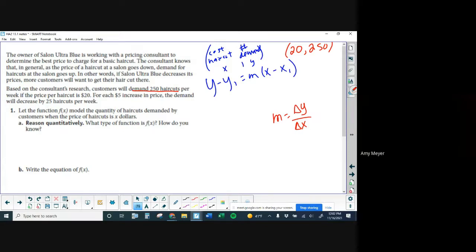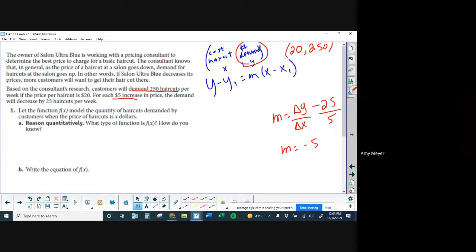Now let's read this last sentence. For each $5 increase in price, the demand will decrease by 25 haircuts. That's your slope. How much is the demand going to change? The demand will decrease by 25, so the change in y is down 25. What will that be for the change in cost? $5 increase, so add 5. So my slope is -5.